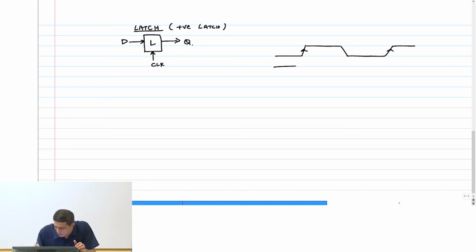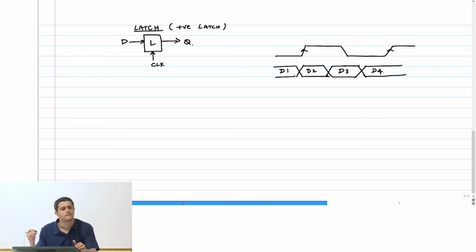Okay, I am going to cause some transitions here. D1, D2, D3, D4. Okay, my clock, D and output Q. So we'll plot the timing now for this.